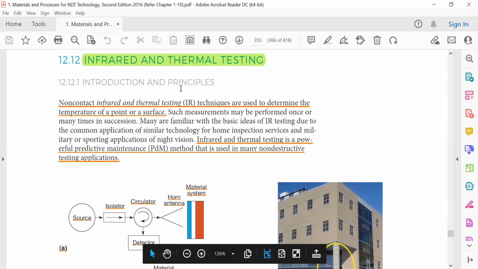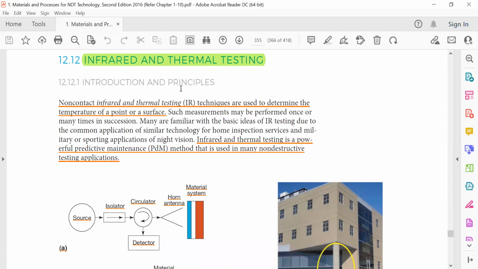We start infrared and thermal testing. Though I have another video, I am covering this book. See, that one is better, and this one for any small changes.